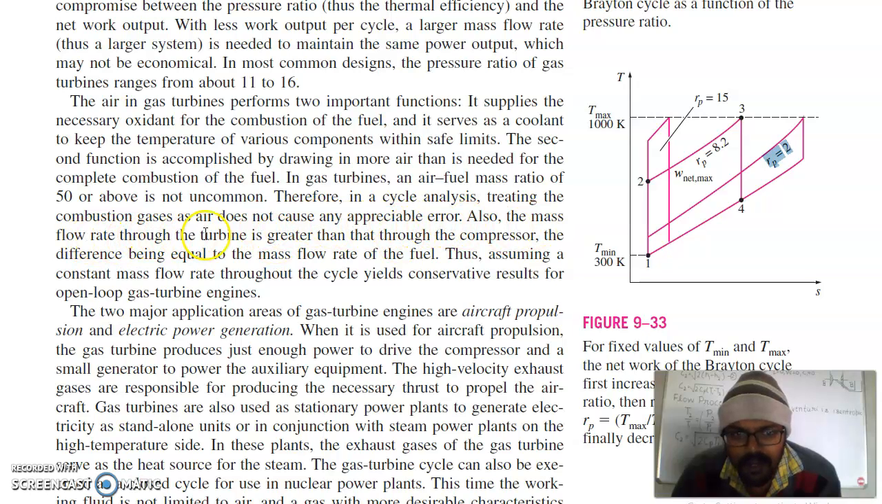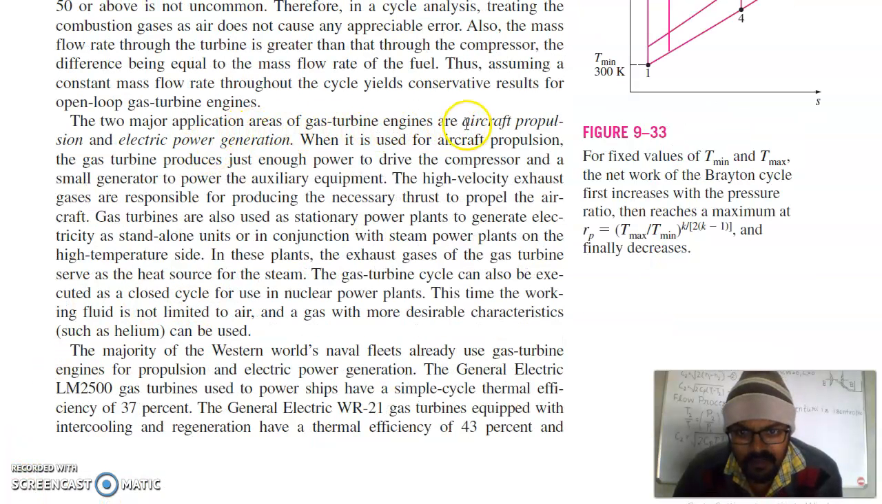Also, the mass flow rate through the turbine is greater than that through the compressor, the difference being equal to the mass flow rate of the fuel. Thus, assuming a constant mass flow rate throughout the cycle yields conservative results for open loop gas turbine engines. The major application areas of gas turbines are aircraft propulsion and electric power generation.